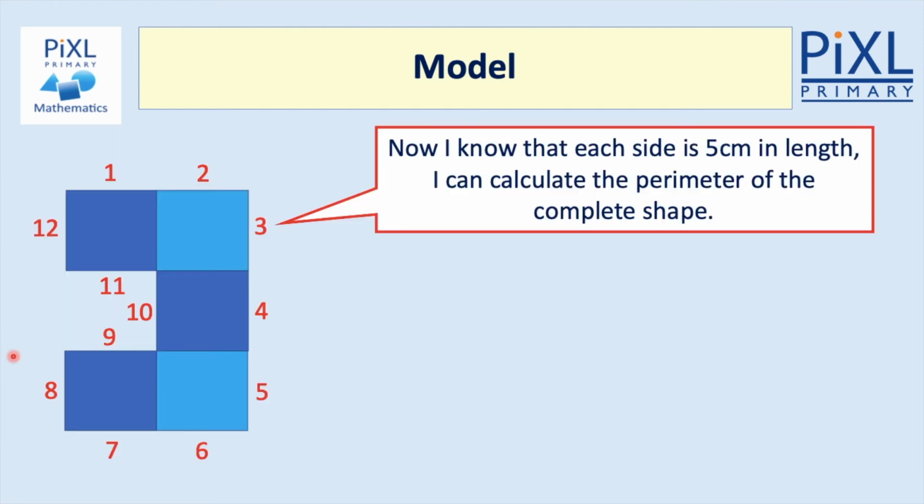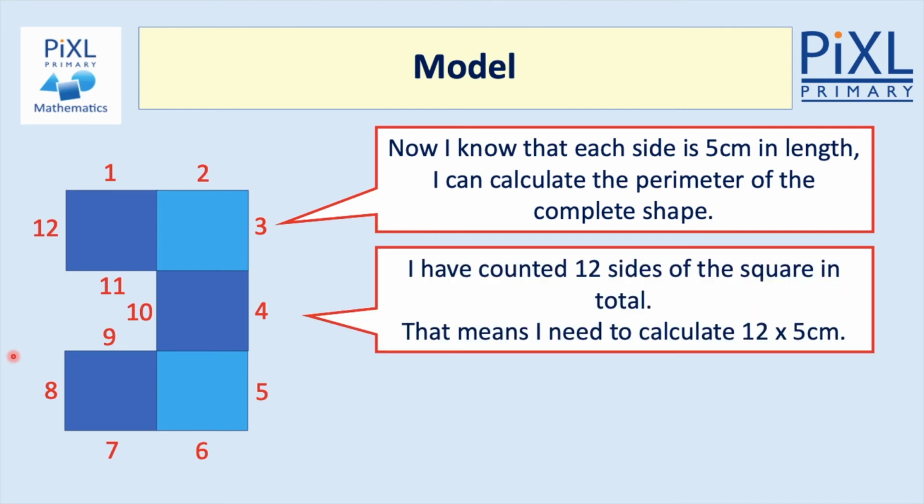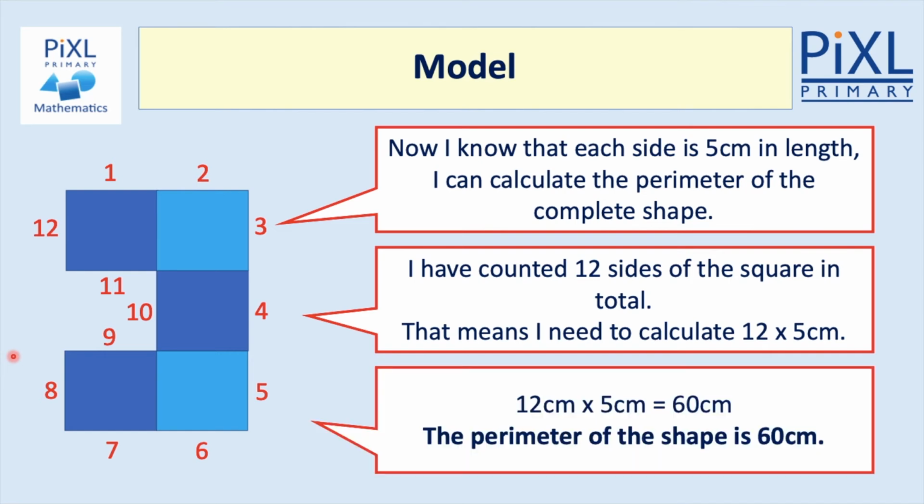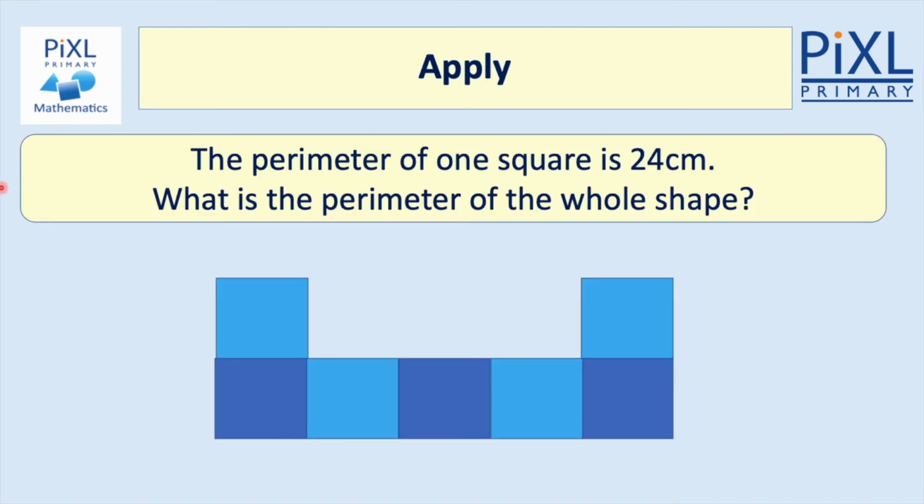Now that I know each side is 5 centimetres in length, I can calculate the perimeter of the complete shape. I have counted 12 sides of the square in total. That means I need to calculate 12 times 5 centimetres. 12 times 5 centimetres equals 60 centimetres. The perimeter of the shape is 60 centimetres. And what you could do is count in your 5s all the way around from 1 to 12 and you'll reach 60 centimetres. Now it's your turn.